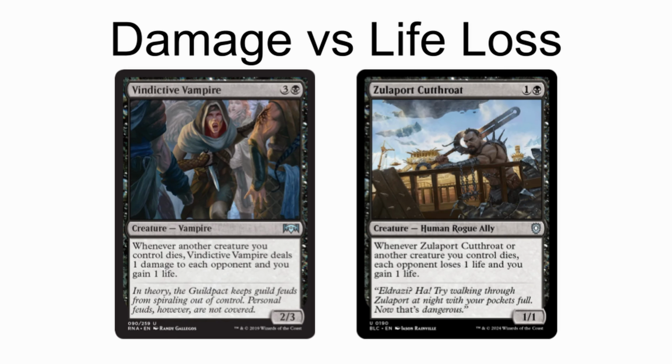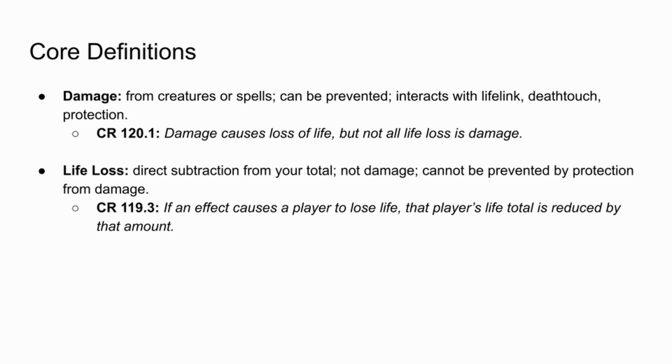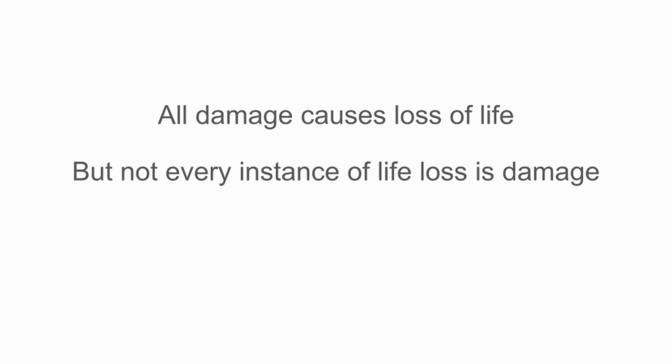Let's start with the core technical definitions of damage and life loss. Damage comes from a variety of sources like creatures and spells, and is what interacts with lifelink, deathtouch, and protection, which we'll talk about in a bit. Life loss is just simpler. Your life total simply reduces by whatever amount the effect says. The easy way to think about this is that all damage causes loss of life, but not every instance of losing life in a game of Magic is caused by damage.